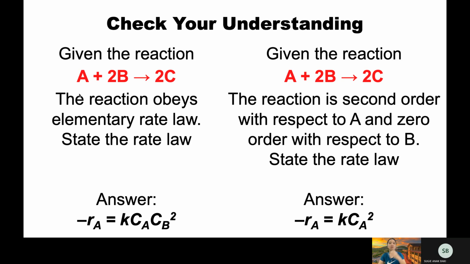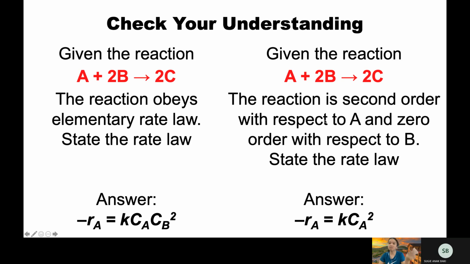CA, CB. The reaction order is first order with respect to A, second order with respect to B. So it becomes K, CA, CB power of 2. So first order with respect to A, second order with respect to B. We just look at the chemical equation. However, on your right, this is no longer an elementary rate law, meaning this is a non-elementary rate law.